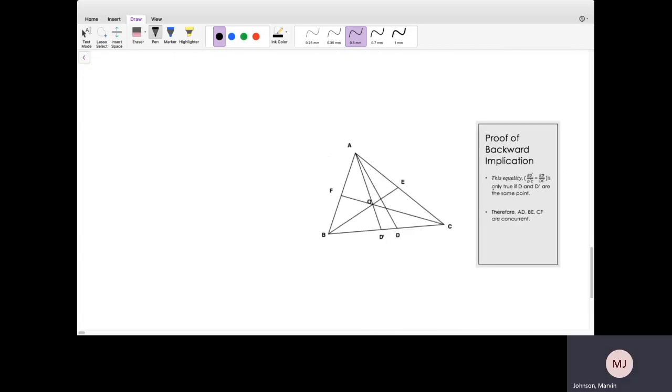Therefore, since this equality is only true if D and D prime are the same point, we know that AD here has to be the same as AD prime, which we started with as concurrent to BE and FC. And therefore, the backward implication of Ceva's theorem is proved. And that's the proof of Ceva's theorem.